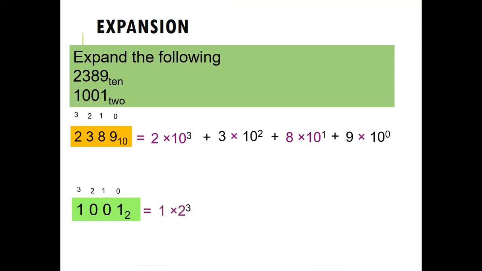You have 1 times 2 to the power of 3, plus 0 times 2 to the power of 2, plus 0 times 2 to the power of 1, plus 1 times 2 to the power of 0. Please take note of something here. I want you to understand that any number raised to the power of 0 is actually 1.